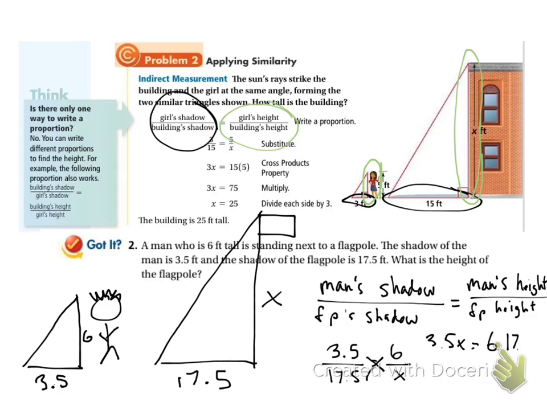Oops, point 5. 6 times 17.5 gives me 105. If I divide that by 3.5, I get that x is equal to 30. So the height of the building is 30 feet.